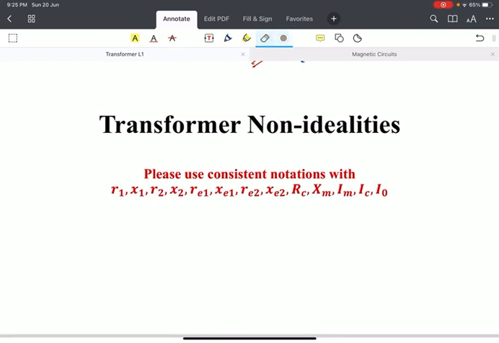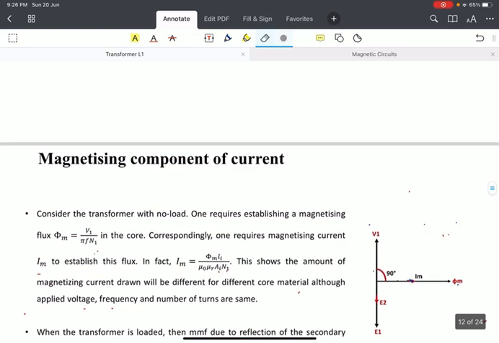In the previous lectures, we discussed an ideal transformer, turns ratio, primary, secondary terms. In today's lecture, we will be discussing the non-ideal transformer. That means a practical transformer. What will happen in a practical transformer?